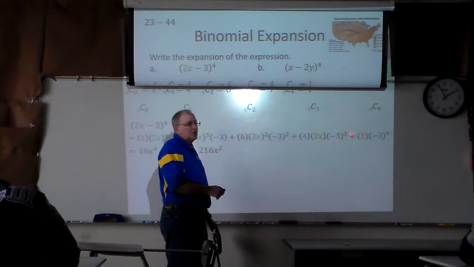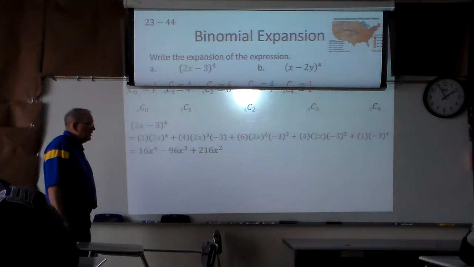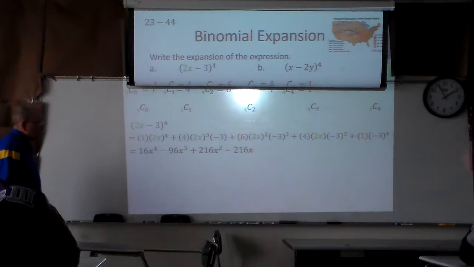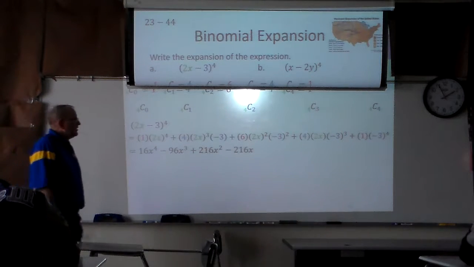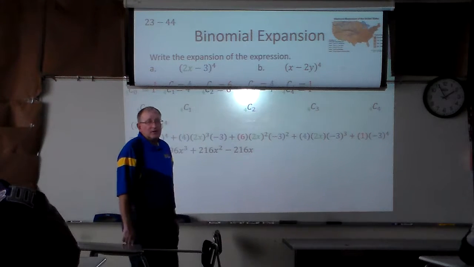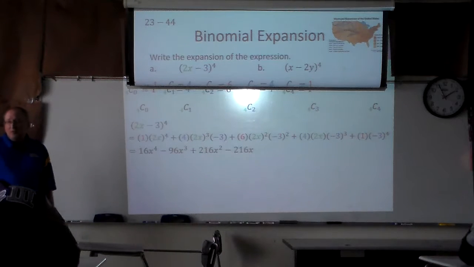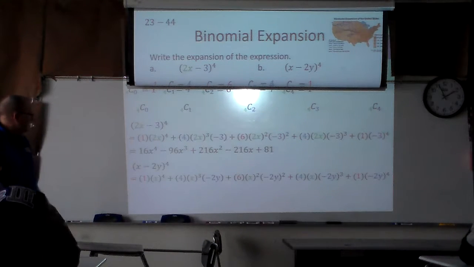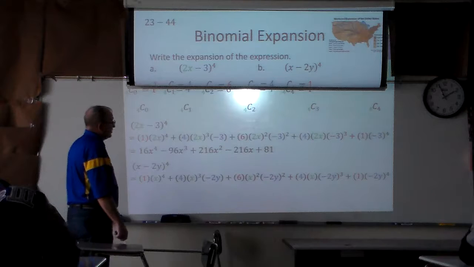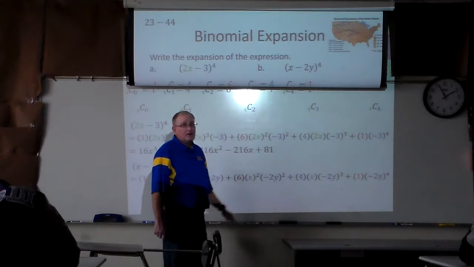There I have negative 3 cubed is negative 27. Times 2 makes negative 54. Times 4 makes negative 216x. And the last one, there's no x's, but negative 3 to the 4th is positive 81. So that's like negative 3 times negative 3 makes 9. That's twice. 9 times 9 is 81. So there we go. That's what I would have right there. That would be the answer to that particular problem right there.